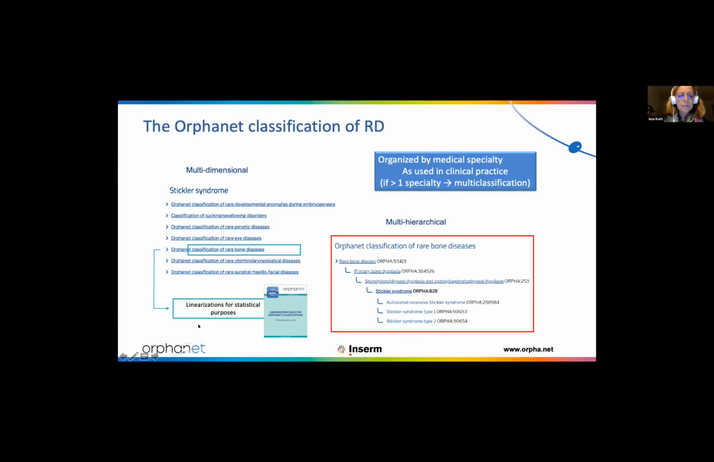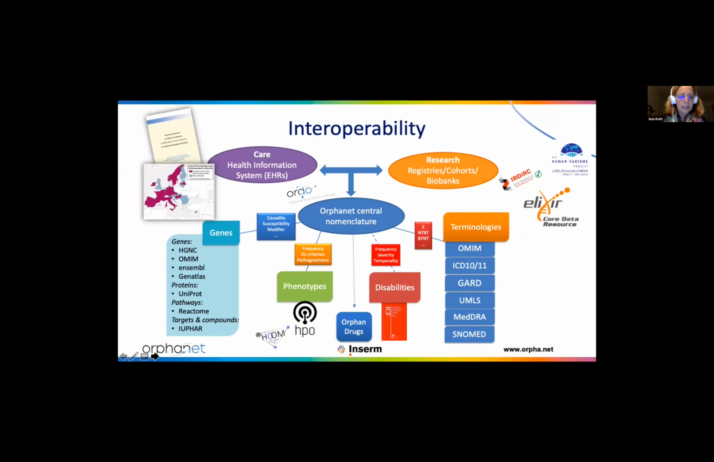But when it comes to statistical analysis, you need to count the disease only once. And that's why we produce a linearization for statistical purposes in which diseases are classified in their preferential classification. And for that, we set up a number of rules to do that in coherence. This nomenclature, we call the interoperability backbone for rare diseases.